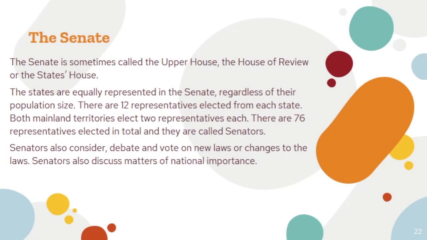The Senate is sometimes called the Upper House, the House of Review or the States House. The states are equally represented in the Senate, regardless of their population size. There are 12 representatives elected from each state. Both mainland territories elect 2 representatives each. There are 76 representatives elected in total and they are called senators. Senators also consider, debate and vote on new laws or changes to the laws. Senators also discuss matters of national importance.